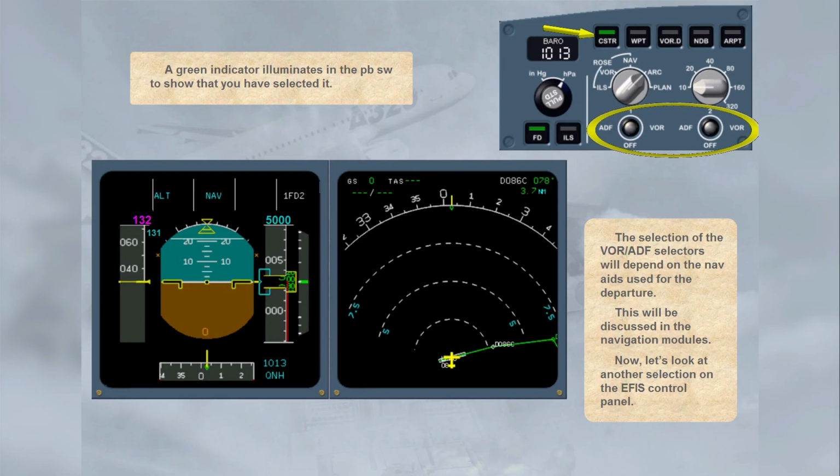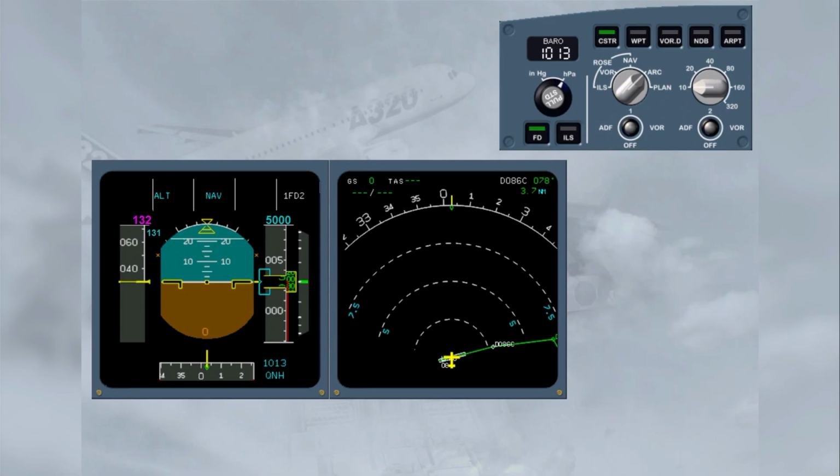Now let's look at another selection on the EIS control panel. An automatic function that occurred as the aircraft was powered up was that the FDs were switched on. This automatic function occurred because the normal mode of operation on the A320 is with FDs on. Notice that the green indicator on the flight director push button is illuminated, and that there are indications in the top right-hand corner of the PFD.